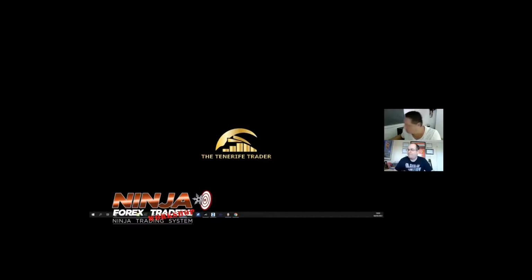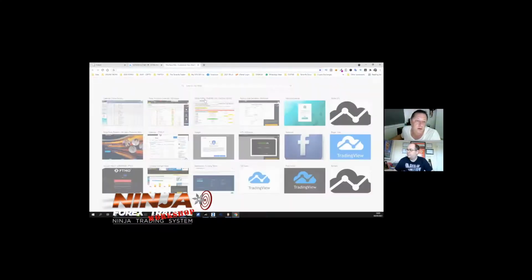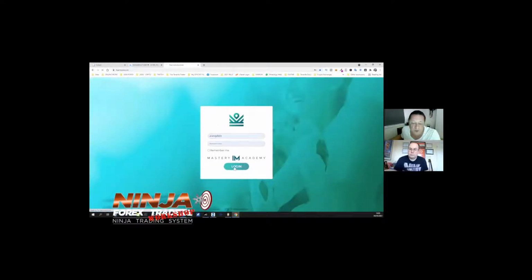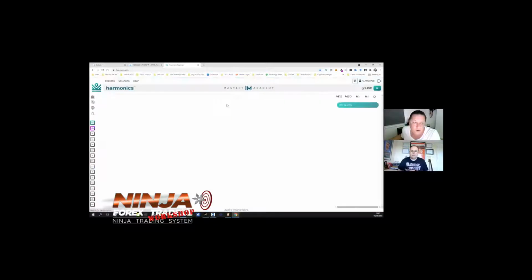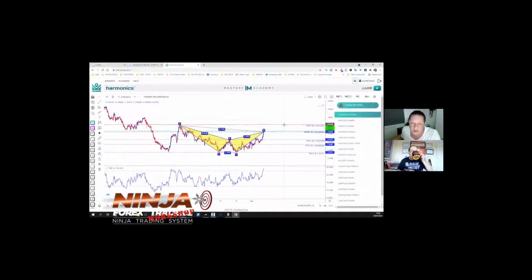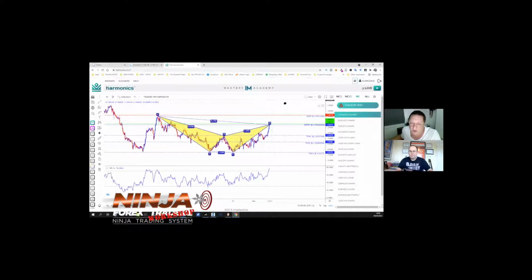Let me get the right screen, and I'll have to log into the harmonic scanner. So obviously, as part of the Ninja trading system, one of the tools which we use is the harmonic scanner. Even though I'm going to talk about support and resistance, I'm still going to use the harmonic scan. 1 hour, and we'll just take the latest one. So we're looking at pound New Zealand dollar.